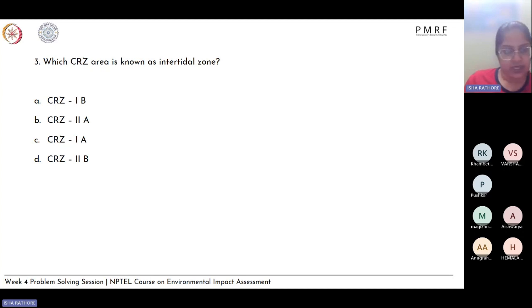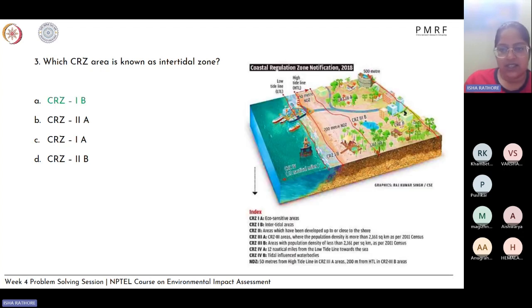Okay, so we have a lot of A's. So A is the correct answer. So 1B is the intertidal area, which is the area between the low tide line and the high tide line. Okay. So this is also a relevant figure from the coastal regulation or the coastal ecology lecture unit.